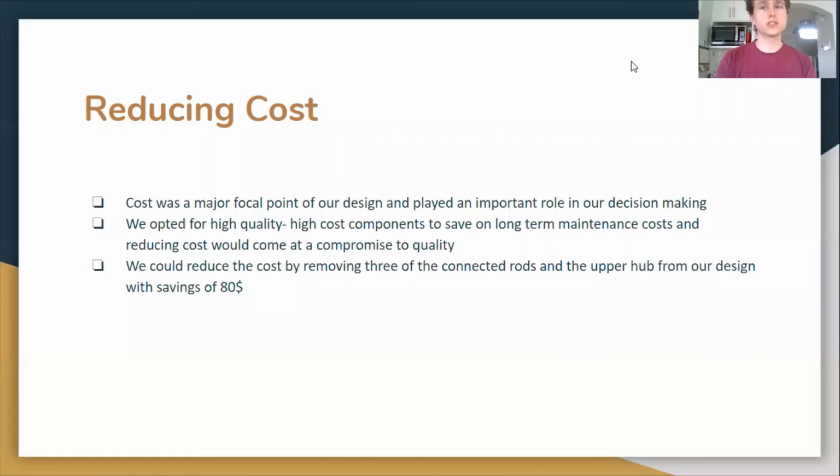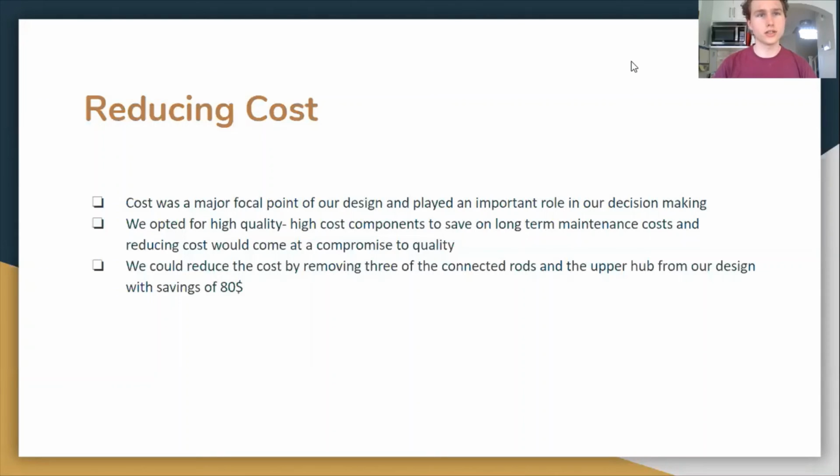One of the major philosophies or foundations for our design process was trying to keep the cost as low as possible. In this case, we were mostly focused on keeping the cost low over the long term, so over the course of 20 years. To this effect, we decided that we wanted to build it with high quality parts, which would be high cost at the beginning, but reduce maintenance costs in the long term.